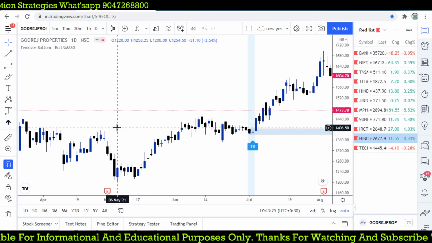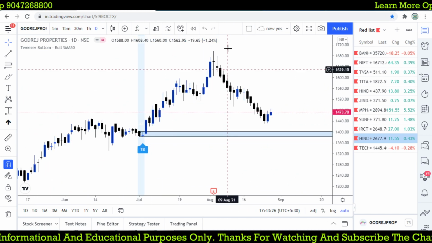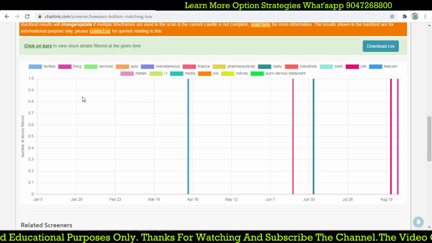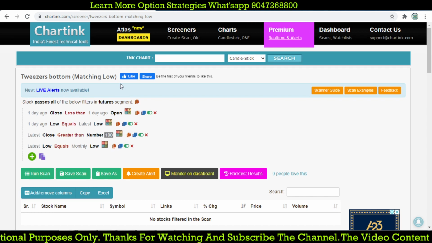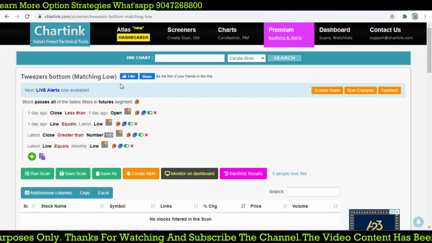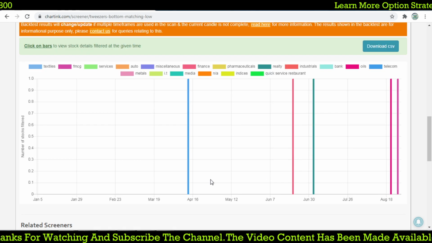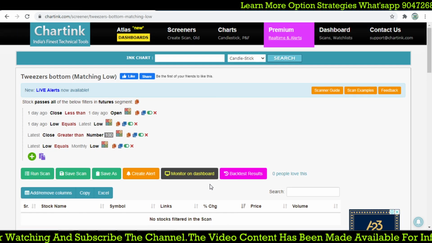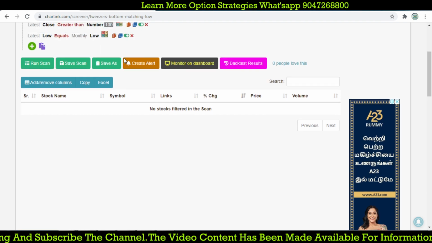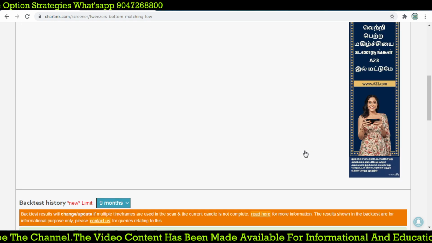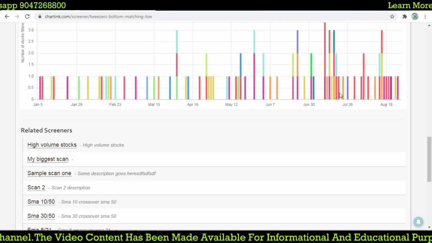Okay, so that is the main importance, right? And a great opportunity where it is present. So now this is what a Tweezer bottom or a matching low is. That forms at the day high or a day low, and that is what gives you a great intraday opportunity. But if you apply this filter, we will find a lot more stocks which happen at regular intervals.